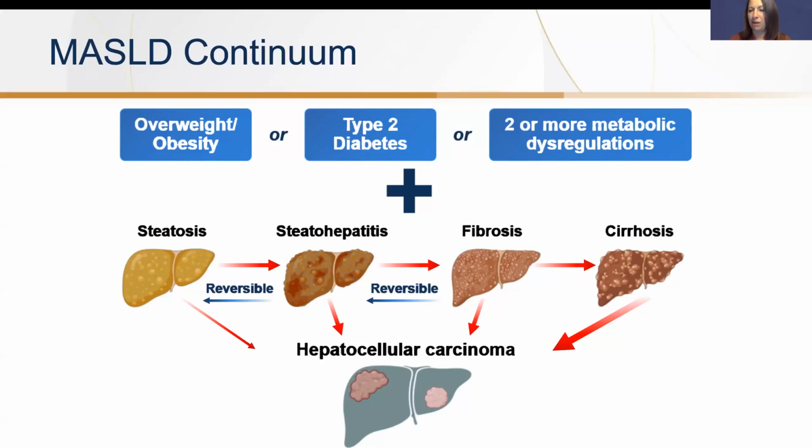So it's important to identify patients with fatty liver disease early so you can catch it in the early stages to prevent them from progressing into the more advanced liver disease.